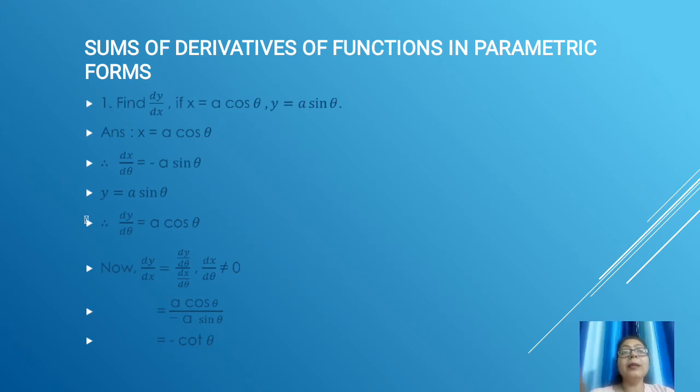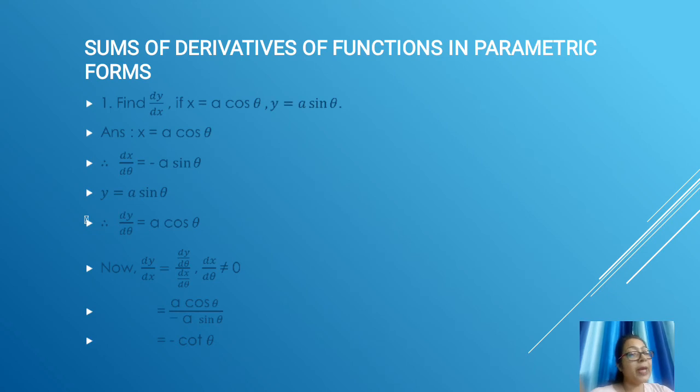Now question number 1: find dy/dx if x is equal to a cos theta and y is equal to a sin theta. So x is equal to a cos theta, a function of theta. We can get dx/dtheta, the derivative of x with respect to theta: on the right hand side a is an outside constant, and the derivative of cos theta is minus sin theta. Now y is equal to a sin theta, in the same way we find the derivative of y with respect to theta, that is dy/dtheta. It is equal to a, a constant outside, and the derivative of sin theta is cos theta.